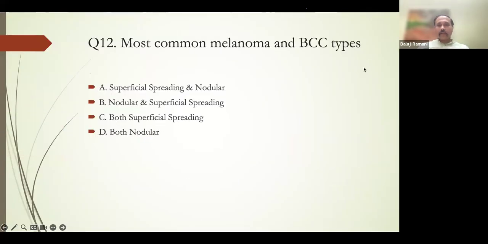Now, getting on to your melanoma and your BCC, the actual malignancies by themselves. So what are the types that are there? Which is the most common melanoma? Which is the most common BCC? This is something that people tend to get confused with. The most common melanoma that we have is the superficial spreading. That is the most common type, whereas in BCC, the nodular type is very common. So A is the correct answer here.